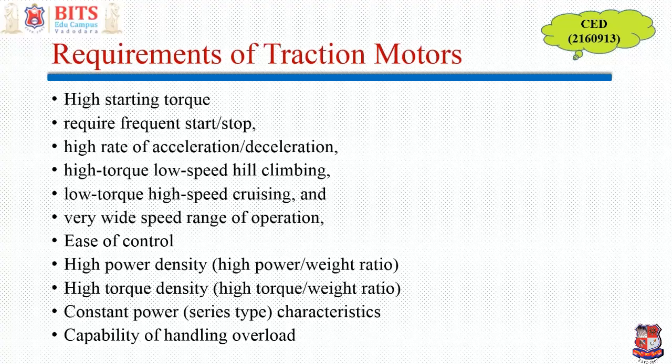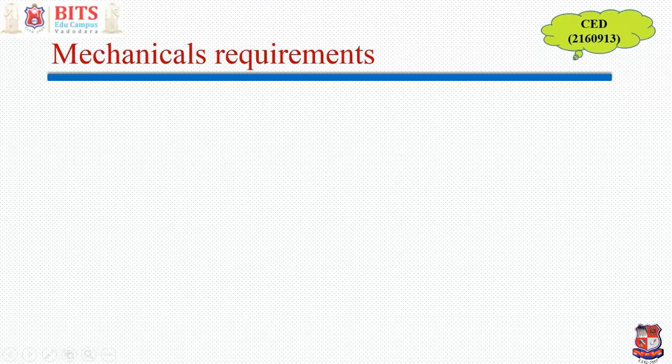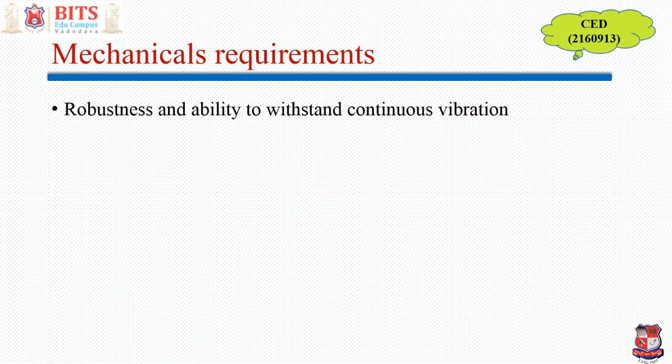So these are the requirements of a traction drive. These are most of the electrical requirements. Now we'll go for the mechanical requirements. The mechanical requirements are, it should be robust and it should be able to withstand continuous vibration, because it will be moving on the tracks, and so a lot of vibrations, dirt and everything will be there.